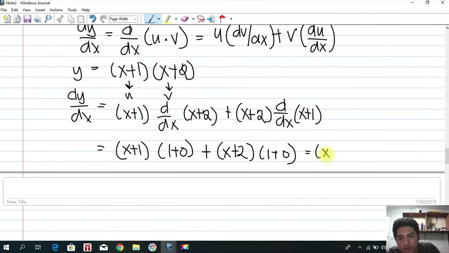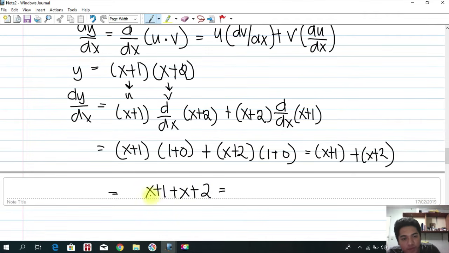So x plus 1 plus, simply x plus 2 is multiplied by 1, so we will be having x plus 2 here. So to simplify that, we have x plus 1 plus x plus 2. So we have the answer, combining like terms, x plus x, that is 2x, plus 1 plus 2, that is equal to 3.